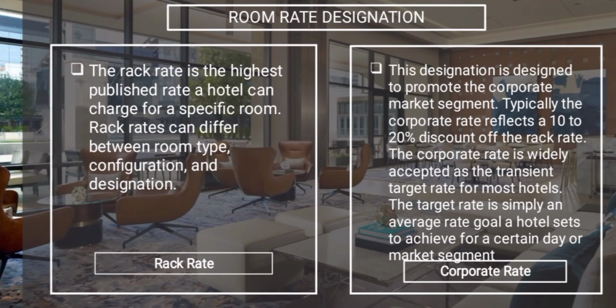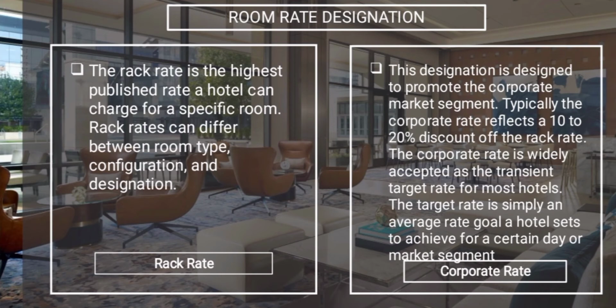Rack rate. The rack rate is the highest published rate a hotel can charge for a specific room. Rack rates can differ between room type, configuration, and designation. Rack rate means it's the maximum price or the standard price without any discounts.